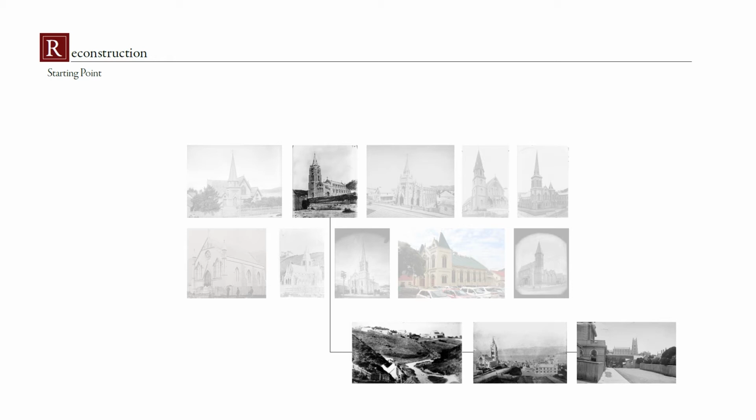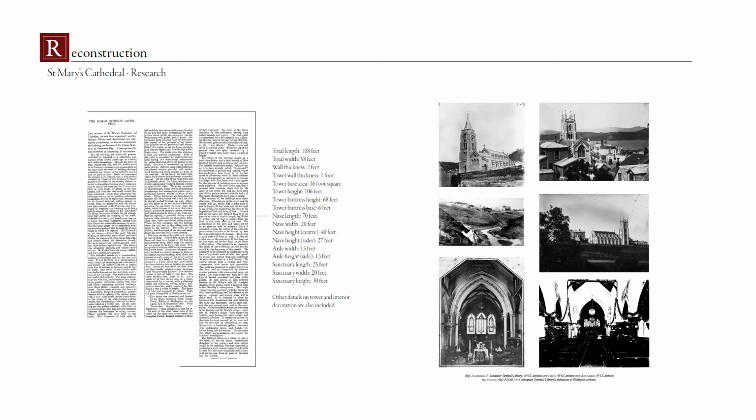However, initially this research started off as just an exploration of one lost design, that being St Mary's Cathedral, and so this actually was the beginning of this research. And so what I then did was to gather as much information as I could, and I found a host of photos and, more importantly, an article giving the basic dimensions of the church when it was opened again in 1867.